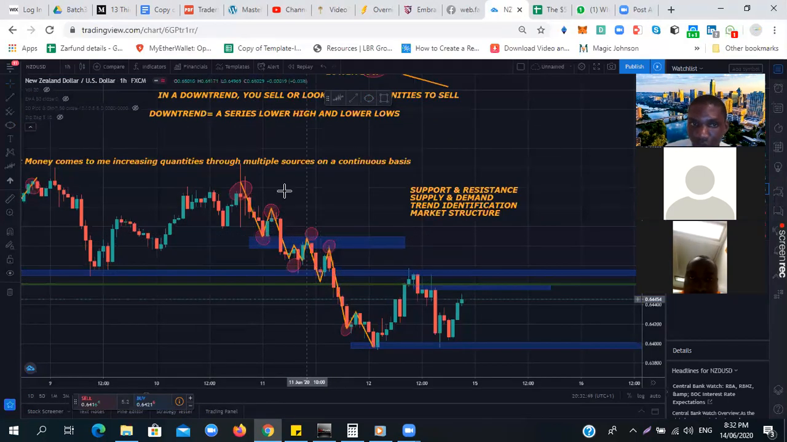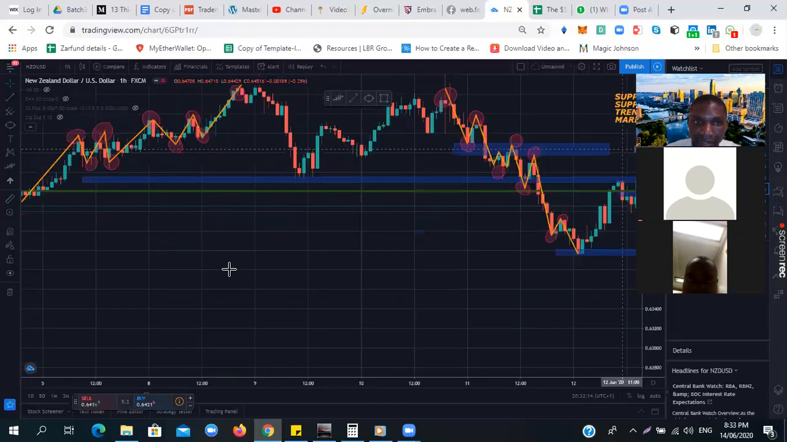This is a lower high. This is a lower low. This is a lower high, a lower low. A lower high, a lower low. Okay? So this definitely now is a downtrend. That is a downtrend that has formed here.